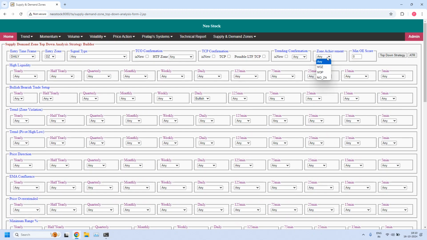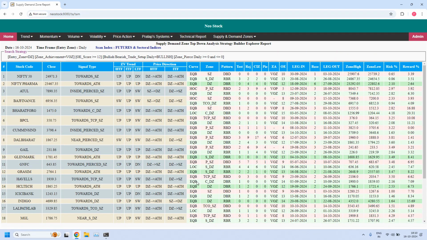And then zone achievement should be violated opposing zone. Minimum odd enhanced score should be 12. And all the three filters are applied to daily demand zone. Let's verify. So all these stocks are supporting bullish trade setup for monthly income trade.